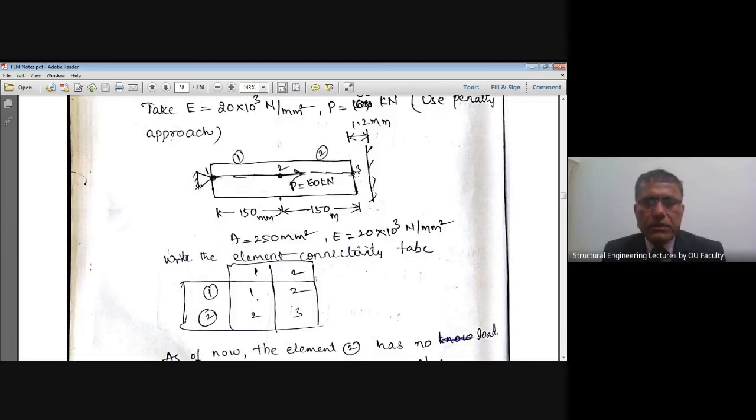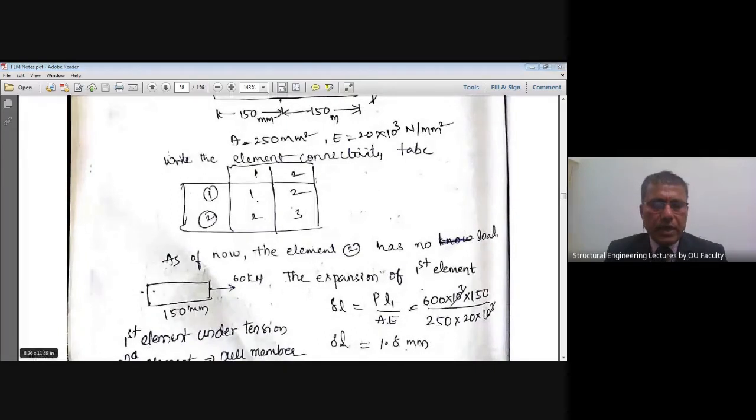What is also given in the problem is that end 3 is free. But after a gap of 1.2, there is a rigid boundary. That means the gap between the end at node 3 and the rigid boundary is only 1.2 mm. That is how the boundary condition is specified.